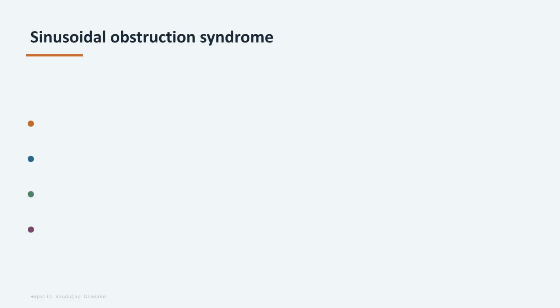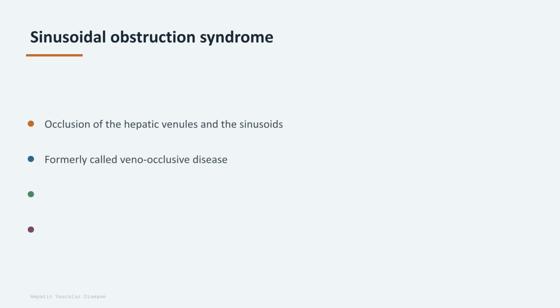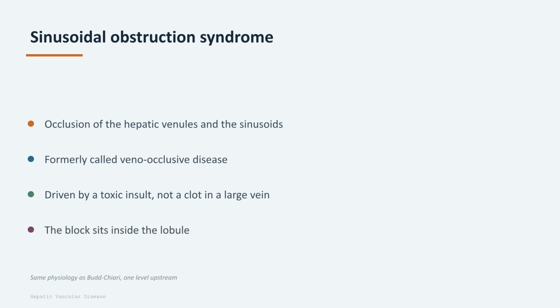Let us be precise about the lesion. Sinusoidal obstruction syndrome is occlusion of the hepatic venules and the sinusoids. You will still hear it called veno-occlusive disease. That is the old name. The mechanism is a toxic insult to the lining of those tiny vessels, not a clot in a large vein. So put it on your map one level upstream of Budd-Chiari. The physiology is the same. Blood cannot get out of the liver. The address is different, inside the lobule rather than in the hepatic vein.